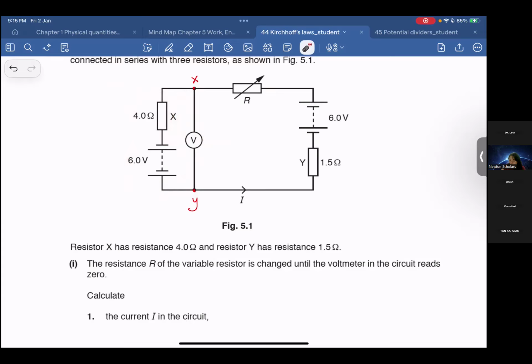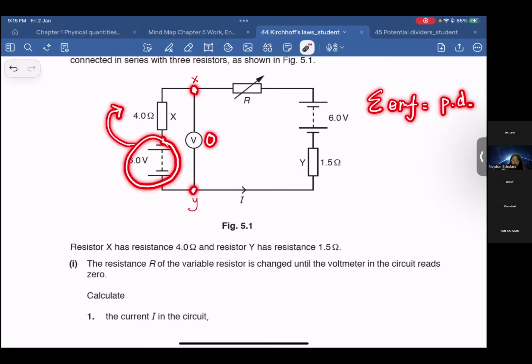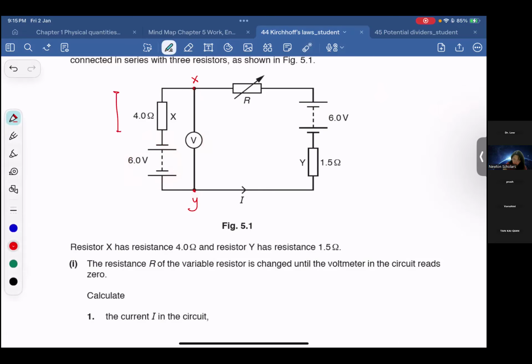Like the whole circuit, we say total EMF. EMF is equal to the potential difference. So for this part it is exactly the same. This part is 0. That means this 6 volt is provided exactly to this resistor. The voltage drop for this part is exactly 6.0. So the EMF equals the potential difference.